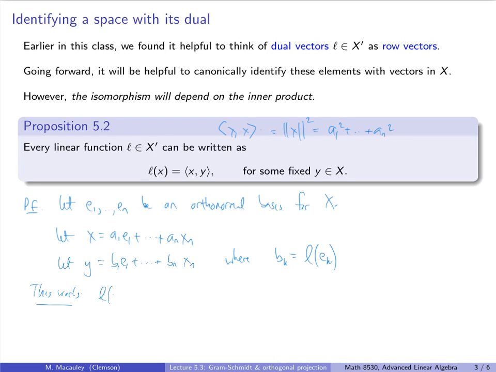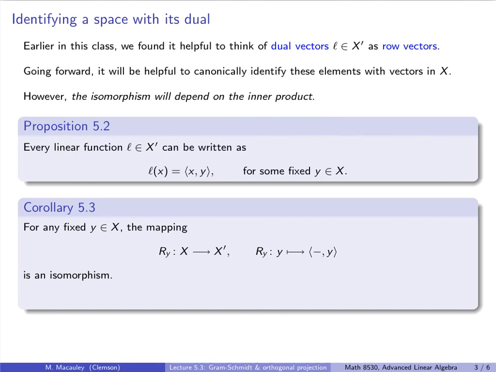Because, what is L of x? L of x, you can see L of this thing is just going to be A1 L of E1 plus An L of En. And this is just A1 B1 plus An Bn. And remember that the inner product of x and y, if we have an orthonormal basis, is just going to be A1 B1 plus all the way up to An Bn. It behaves just like the dot product with respect to an orthonormal basis that's orthonormal with respect to that inner product. So that's all we had to do. It's easy to check.